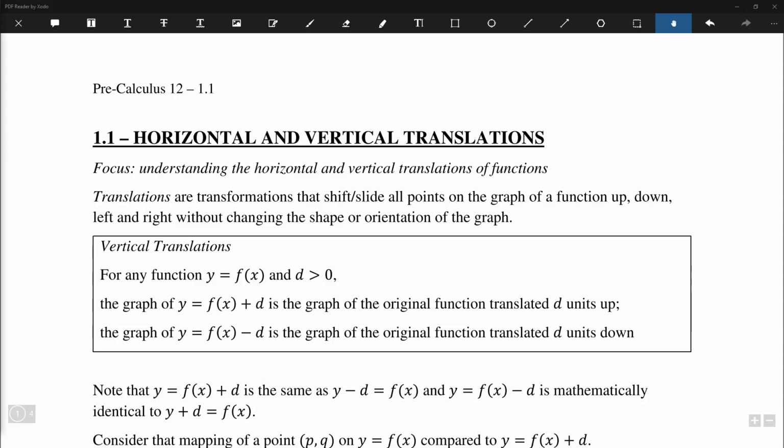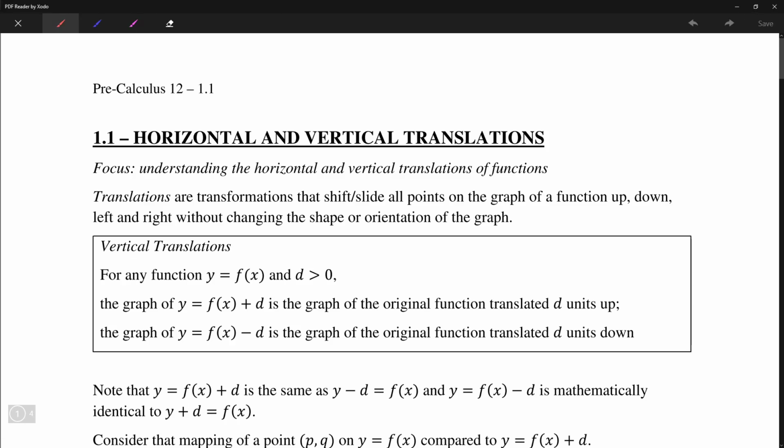Hello everyone, so today we're going to go over section 2.1, horizontal and vertical translations. Translations are transformations of graphs where we shift or slide all points of the graph up, down, left, or right without changing its shape or the orientation of the graph. We'll begin with vertical translation.